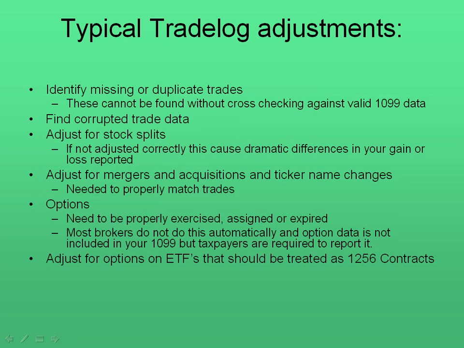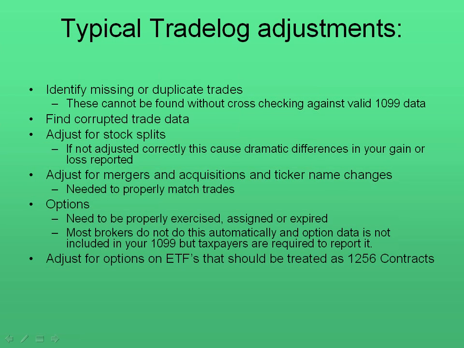Adjusting for stock splits. If it's not adjusted correctly, then this can cause dramatic differences in your gain or loss. If you have a reverse stock split or a stock split for 1 for 5 or 5 for 1 or 10 to 1, it's going to make a dramatic difference if you don't get that corrected in your gain or loss, because that obviously changes the amount that you would be matching, and it can cause a lot of errors if you don't get that corrected. Adjusting for mergers and acquisitions, ticker name changes, these all have to be properly input into Tradelog so that you can properly match the trades.